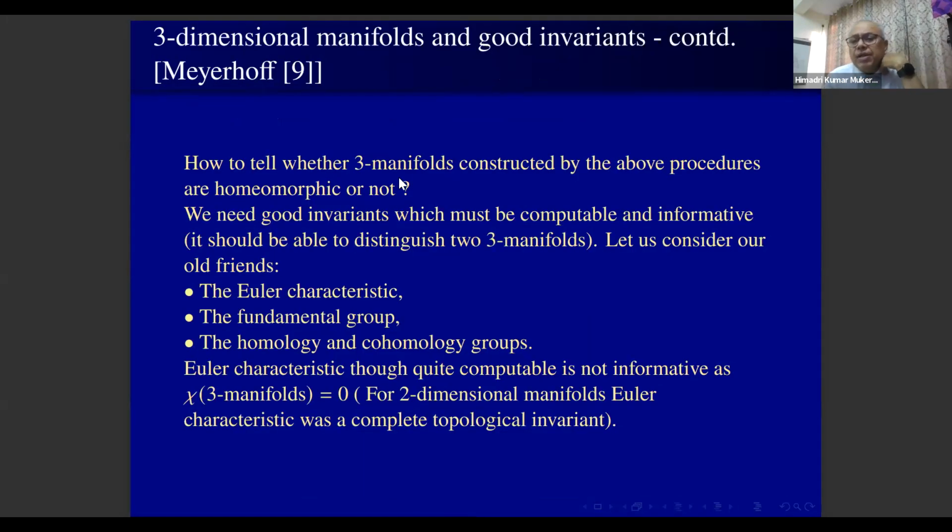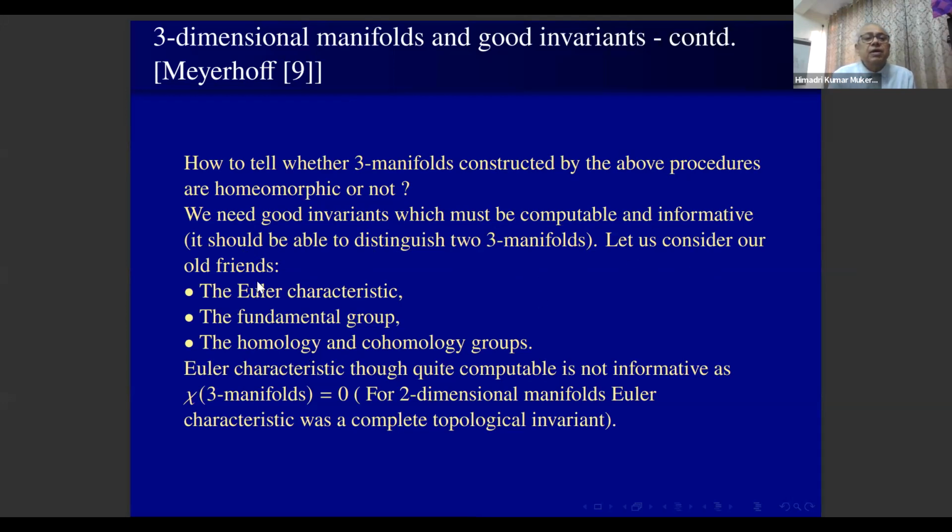Okay, now we come to 3-dimensional manifolds with good invariants. How to tell whether 3-manifolds constructed by the above procedures are homeomorphic or not? We have constructed them by Heegaard gluing, Dehn surgery, identifying tetrahedra and so on, using Moise's method, Rolfsen's method, Wallace's method and other methods. But how to tell whether they are homeomorphic or not? We need good invariants, which must be computable and informative. It should be able to distinguish 3-manifolds.